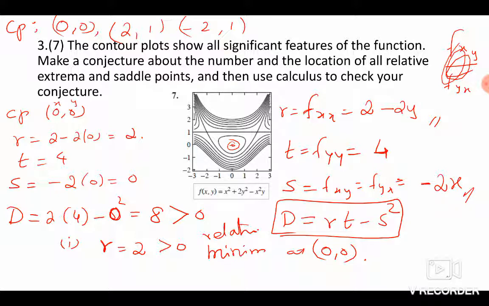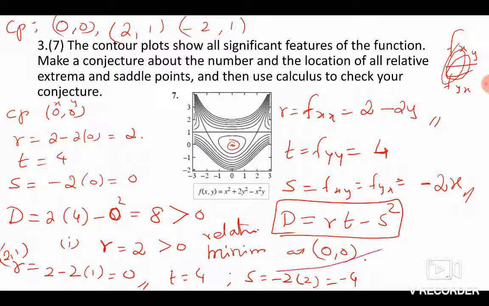In the similar way, we will analyze. You do the remaining work. Try r for the point 2, 1. I will show you r. 2 minus 2y, y is 1. So 2 minus 2 times 1 is 0. r is 0. And t is 4. There is no x and y. s is negative 2 times x. x is 2, so minus 4.